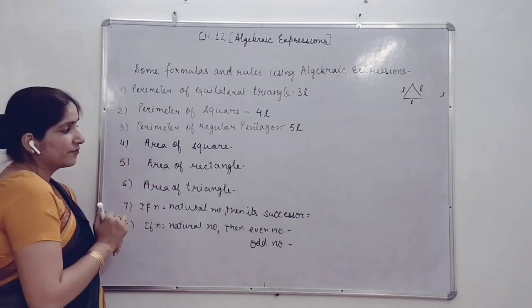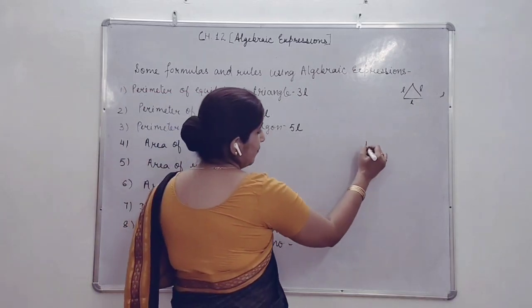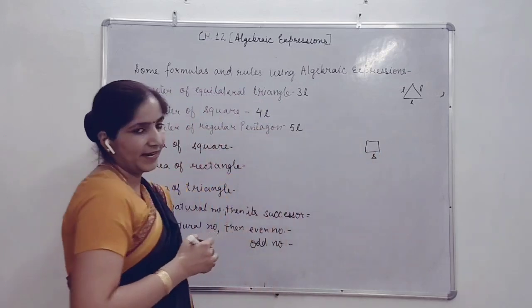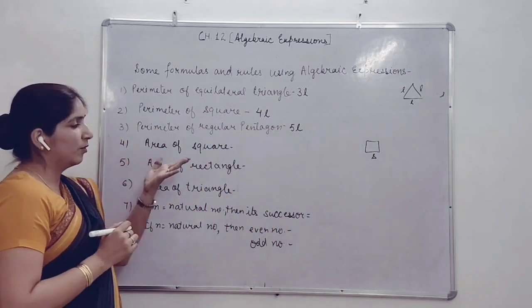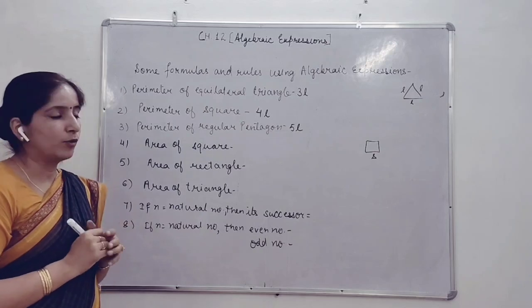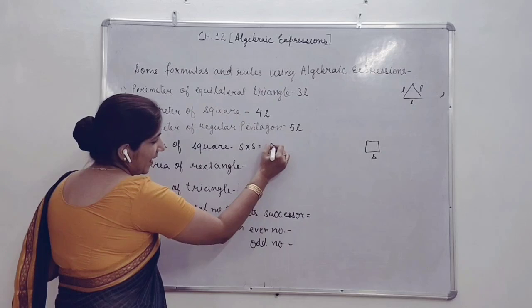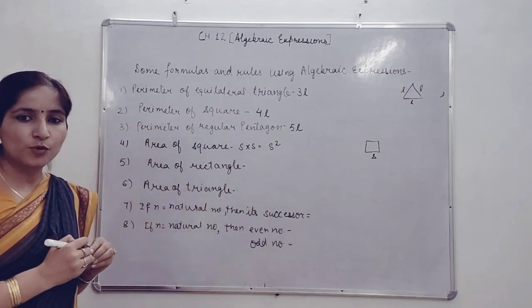Now next is area of square. Suppose the square is given and one side is, suppose S is given this time, not L, and one side is S, we need to find out the area. So what should be the area? And we used to write S into S. Basically it is S square, side square.